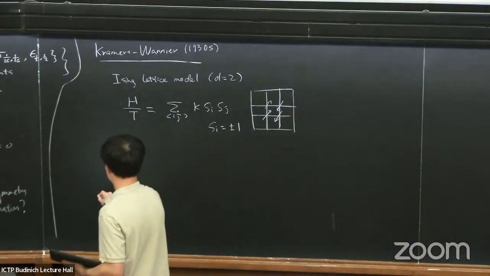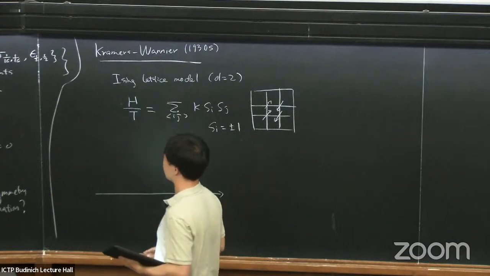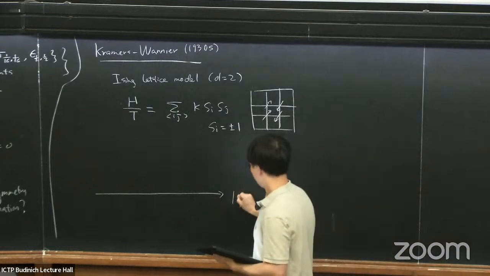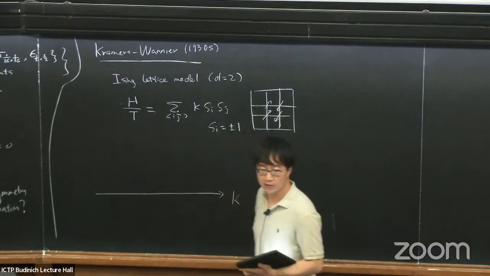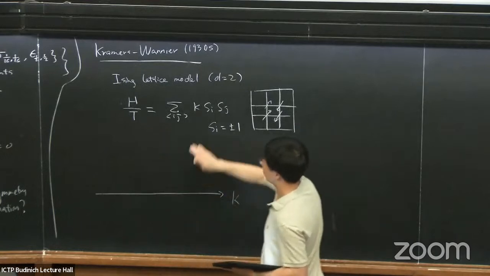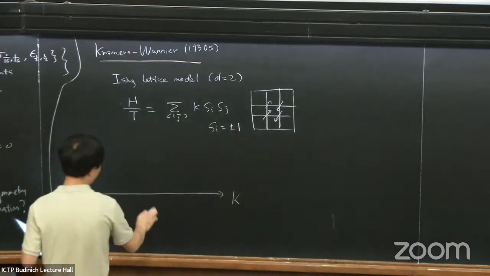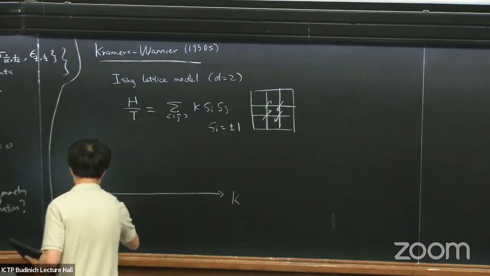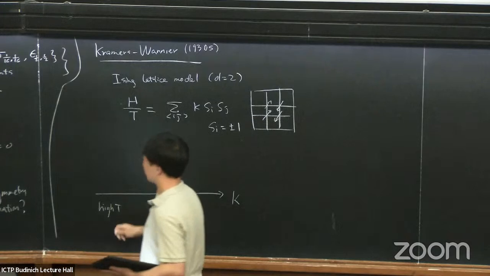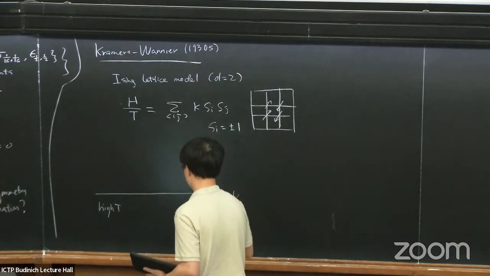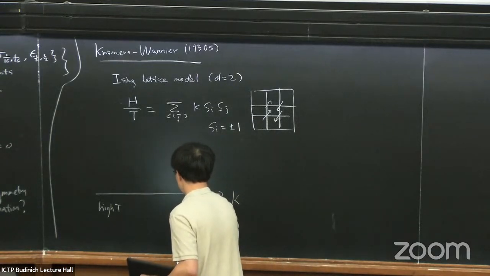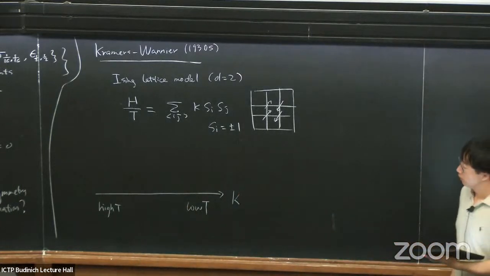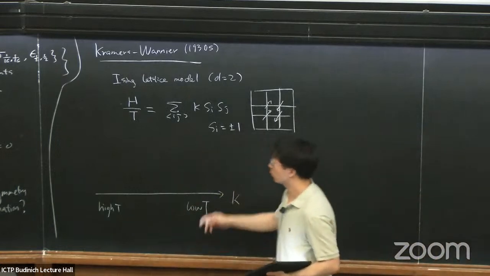This model is so simple that you can actually study its entire phase diagram as a function of K. And because we have observed the temperature over here, tuning K is equivalent to tuning the temperature. In particular, high temperature will correspond to the small K part of the phase diagram, and low temperature will correspond to large K. And in these limits, it's very simple to solve the model.